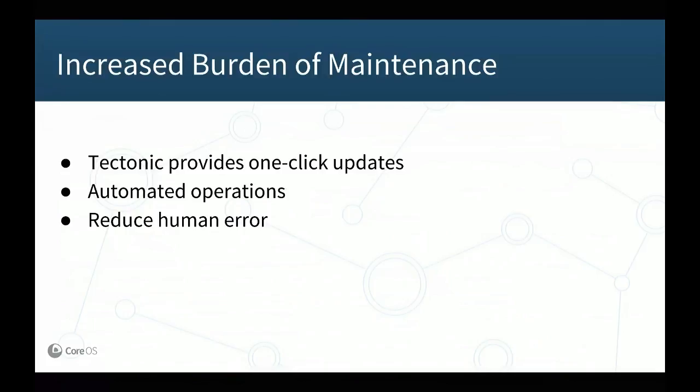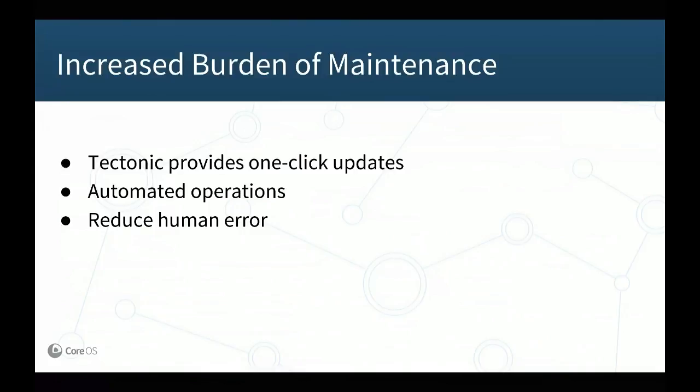So this starts with Tectonic's one-click updates. It continues with automated operations on the cluster. If you have an enterprise distribution of Kubernetes, you want something that's able to recover from basic failure scenarios, so your engineers aren't getting woken up in the middle of the night to fix trivial things. All in all, this works to reduce human error.